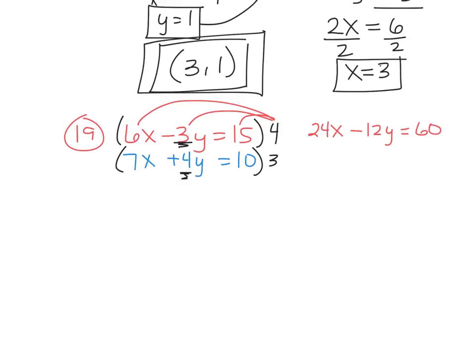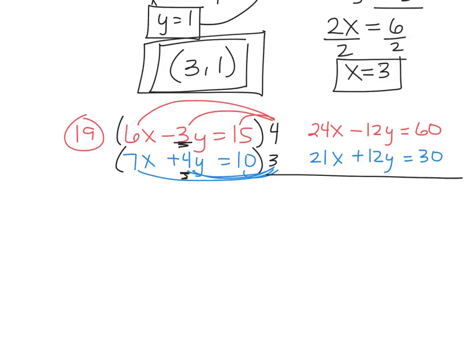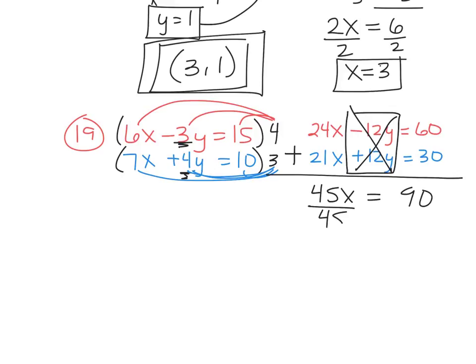And then my blue equation, distribute that, so 21x plus 12y equals 30. And now you have opposites here, so those cancel. And we're going to add together 24 plus 21 is 45x. 60 plus 30 is 90. Divide by 45. So x is 2.